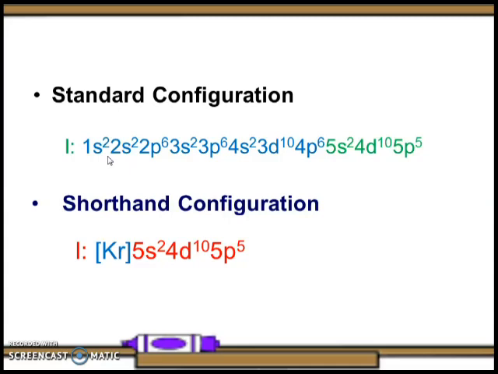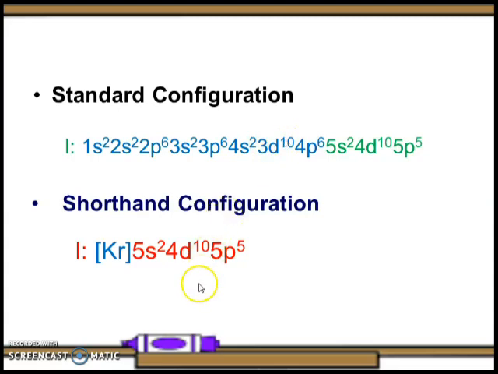So we have 1s2, 2s2, 2p6, 3s2, 3p6, 4s2, 3d10, 4p6, 5s2, 4d10, 5p5 as the longhand or standard configuration for iodine, and we have [Kr] 5s2, 4d10, 5p5 as the condensed or shorthand configuration for iodine. In both of these types of notations, the order of the energy level must be written by increasing energy, showing the number of electrons in each subshell as an exponent.